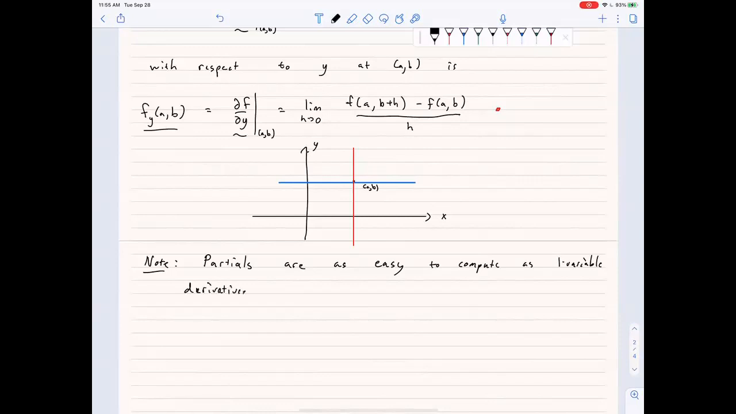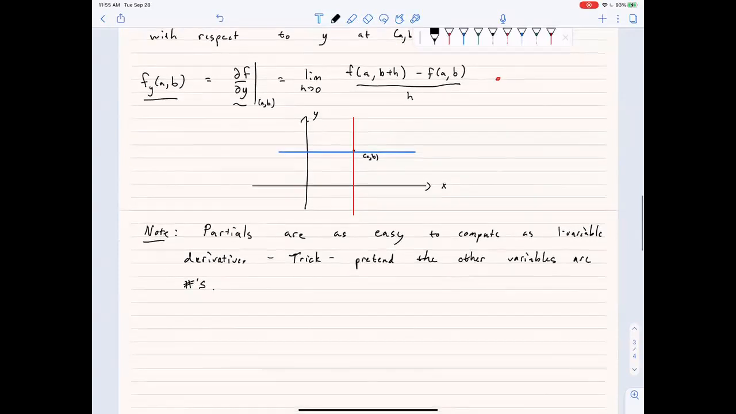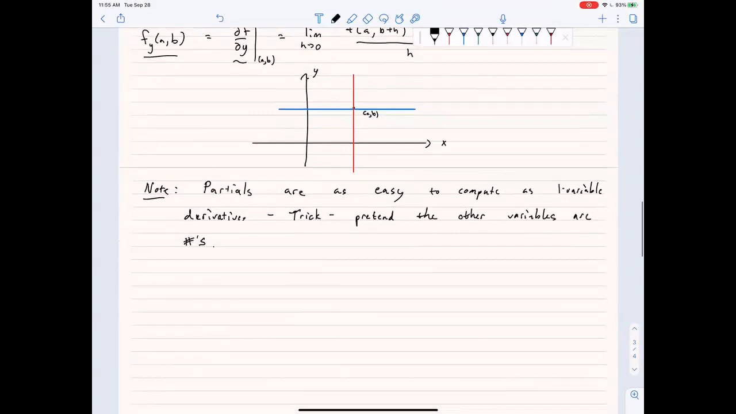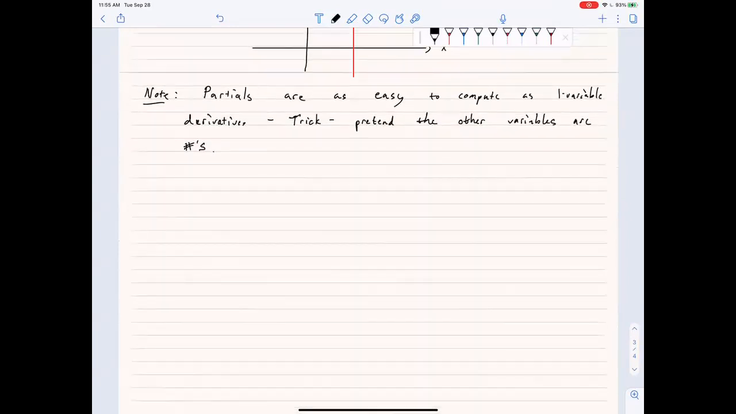And the trick here is to pretend the other variables are a constant, or just numbers. You will confuse yourself if you don't do this trick at some point. For certain functions, maybe it won't be confusing at all, but sometimes you may confuse yourself. This is a trick that I think is helpful for some students. It's not really a trick, it's just a mental way of thinking about it. So let's do a couple of problems. Let's see what I mean by this.